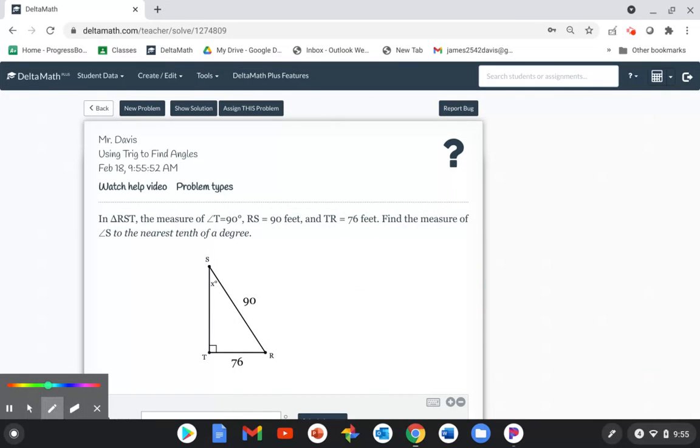All right, so for this one, we got the angle up here. So that's what happens when you work from home in your pajamas. All right.